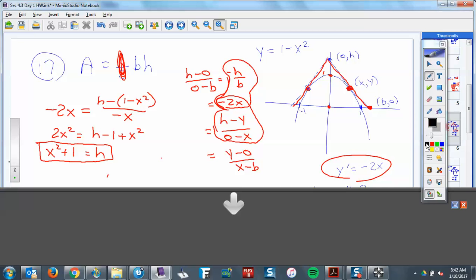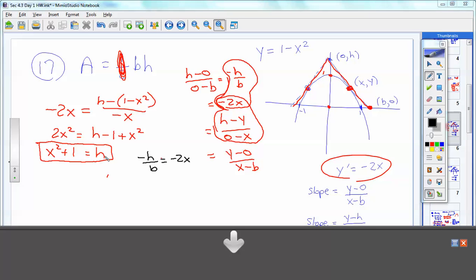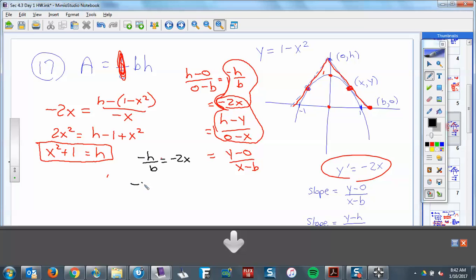Let's change colors here. Let's do black. So now I'm going to take this guy. I'm going to take negative h over b, and that's got to equal negative 2x. But I know what h is now, right? So I'm going to change that negative h to negative x squared minus 1. Right, because it's negative, I got to make both those negative, over b equals negative 2x, right? With me so far?